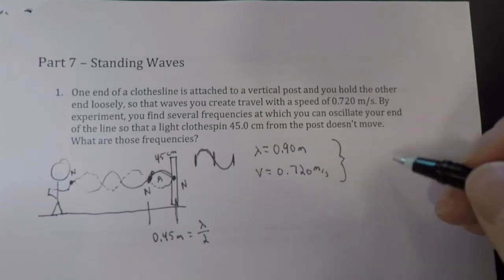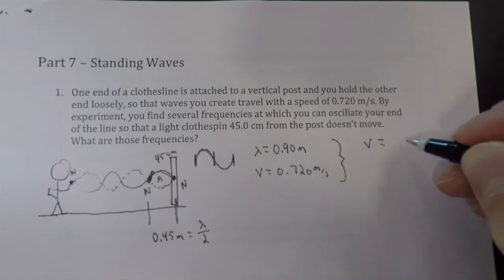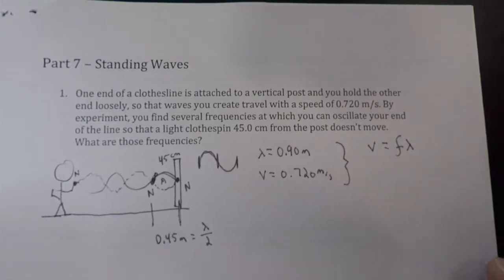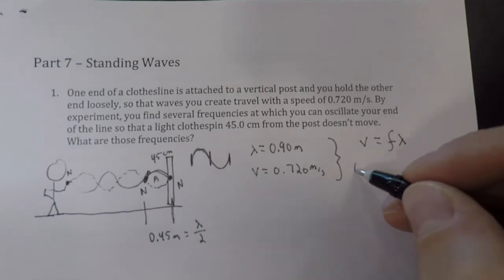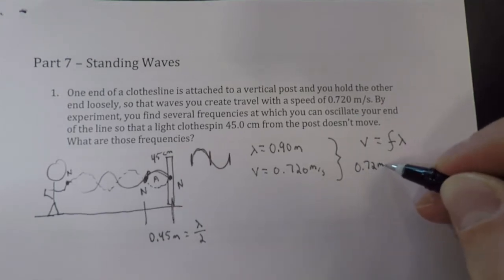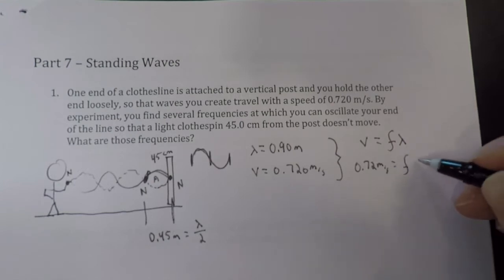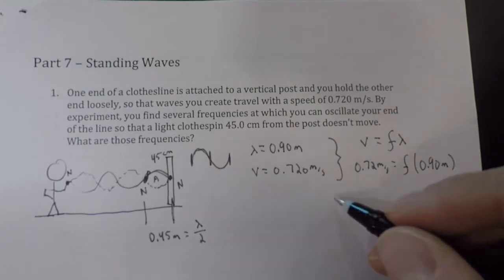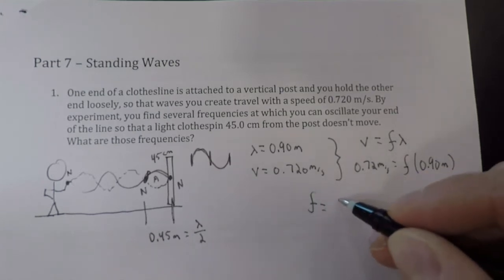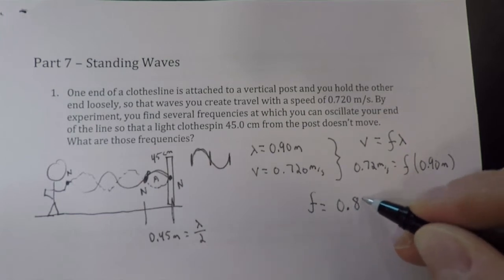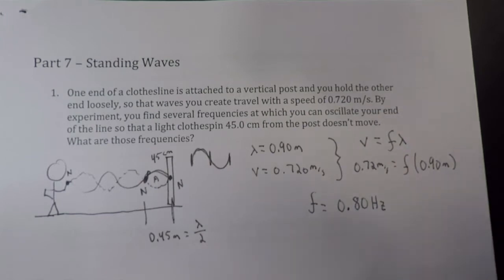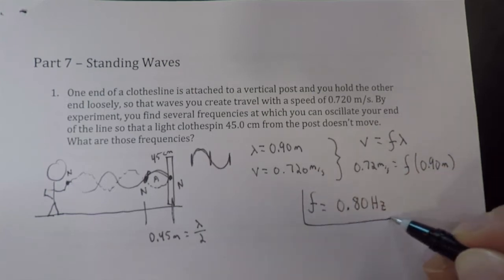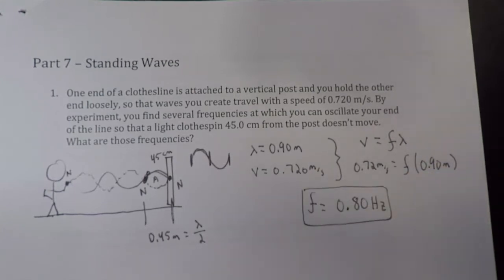I can figure out what frequency I'm vibrating this with, because I know there's a relationship for all waves between speed, frequency, and wavelength, v equals f lambda. So I can plug the numbers in here. 0.72 meters per second equals f times 0.9 meters. So 0.72 divided by 0.9, and we get one of the frequencies that I can vibrate this and keep the clothespin at rest: 0.8 hertz. That's pretty slow. Okay. So that's one of the frequencies that will produce standing waves like so. It's the slowest one that will do that, the simplest one.